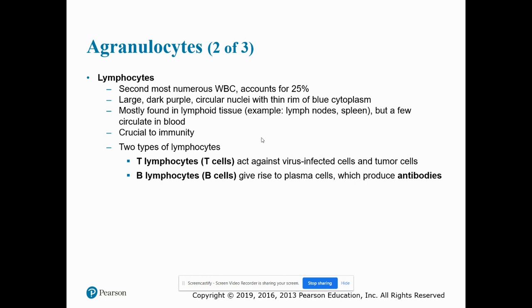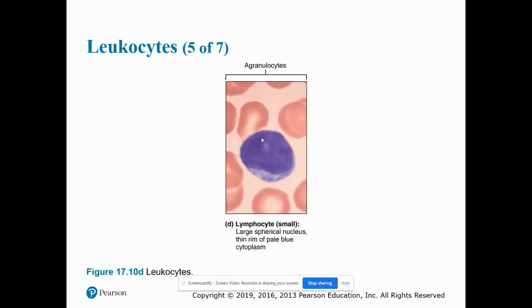And we are definitely going to talk about these in way more detail whenever we get to the chapter on the immune system. But just generally, T cells are going to act against virus-infected cells and tumor cells. And then B cells are going to give rise to plasma cells, which are going to produce antibodies. And that's an example of a lymphocyte.